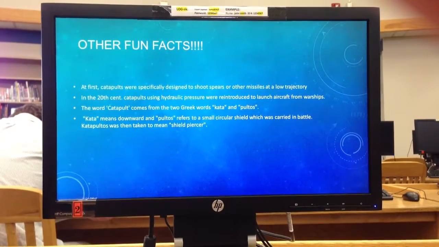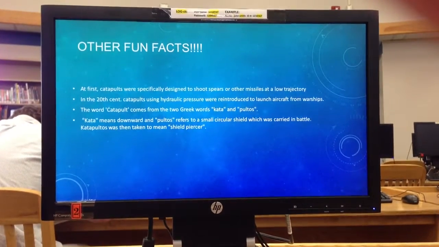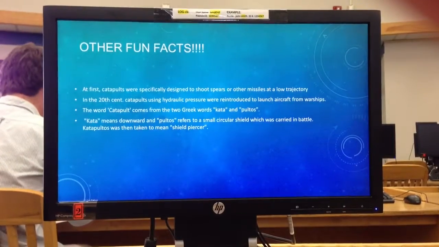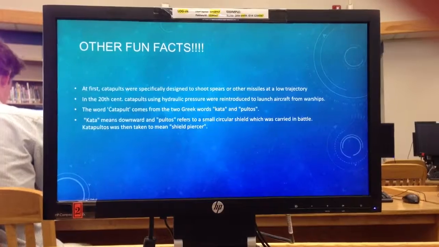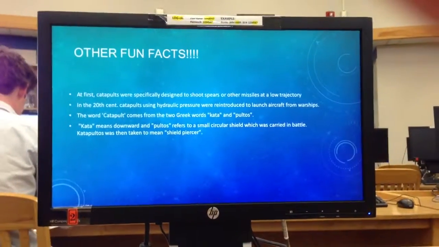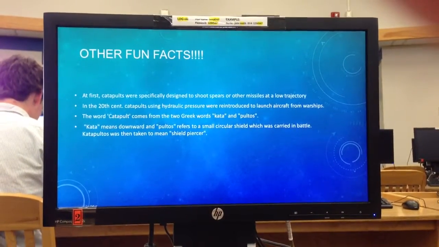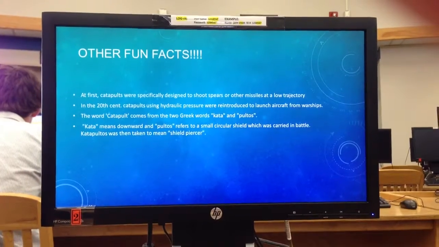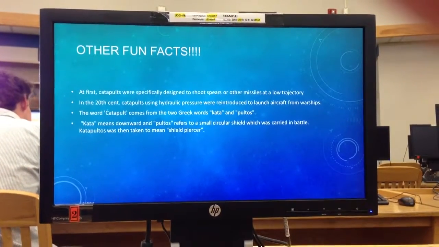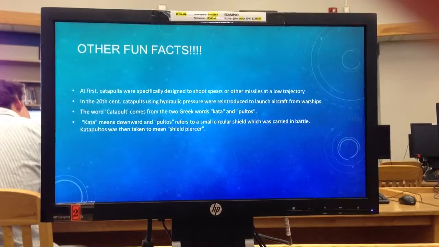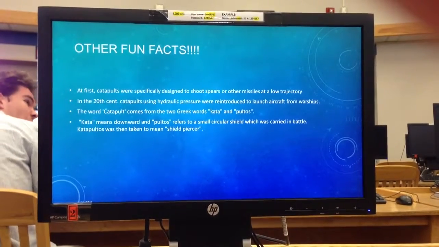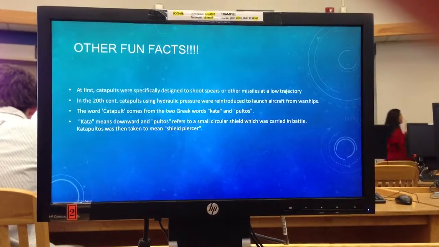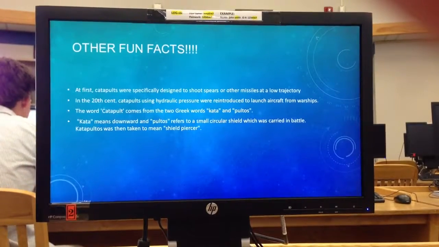Here are some other fun facts. At first, catapults were specifically designed to shoot spears or other missiles at a low trajectory. That's not really fun, but it's just a fact. And then in the 20th century, catapults using hydraulic pressure were reintroduced to launch aircraft from warships. The word catapult comes from the two Greek words kata and pultos. Kata means downward, and pultos refers to a small circular shield which was carried in battle. Therefore, catapultos was then taken to mean shield piercer.